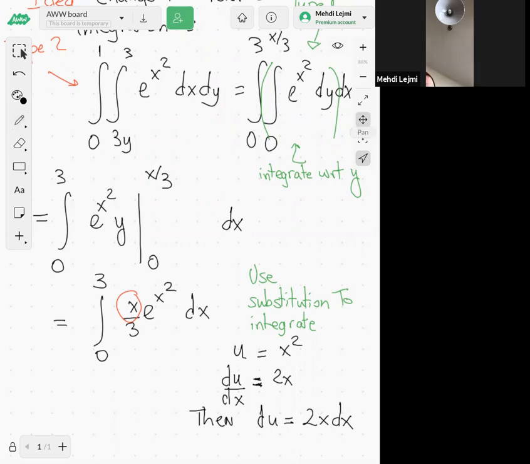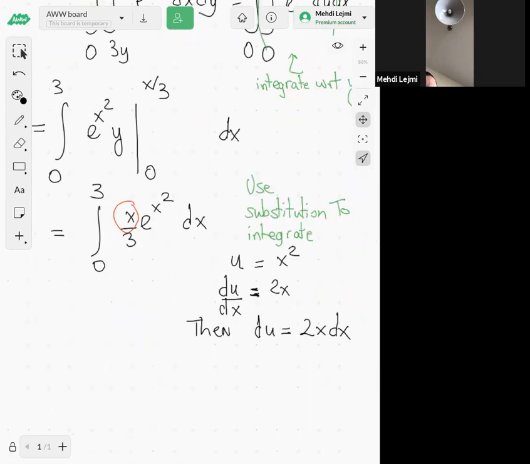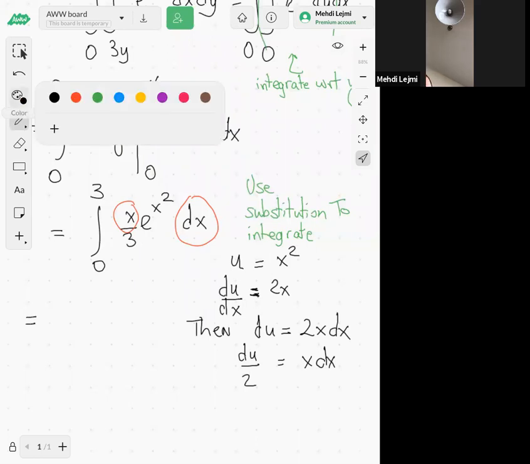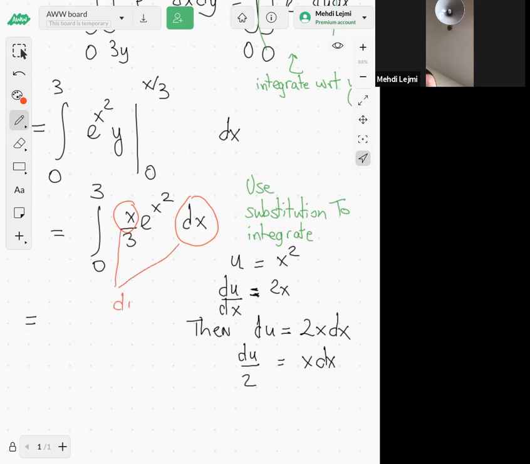So x dx would be du over 2. All right, so I have this x dx here. That will be du over 2. So let's just substitute here. x dx would be du over 2.